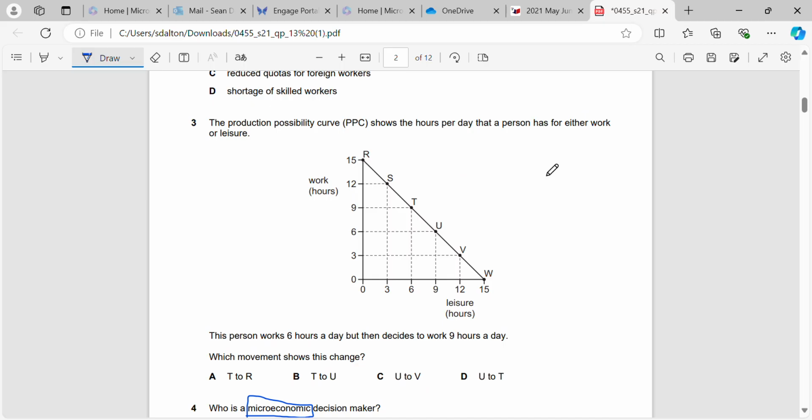Okay, question 3. The PPC shows the hours per day that a person has for either work or for leisure. A person works 6 hours a day but then decides to work 9 hours. What movement shows this change? Okay, so we just need to go where they're working 6 hours, and that is point U. And now they're working 9. So what's happened? They've moved from U to T. And we can see here if we go to A, B, C, or D, the correct answer is D. Okay, all you have to do is go to your curve, find 6, and then find 9 to see the change. Okay, really simple question.